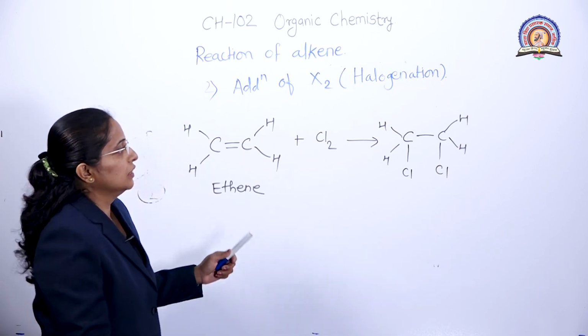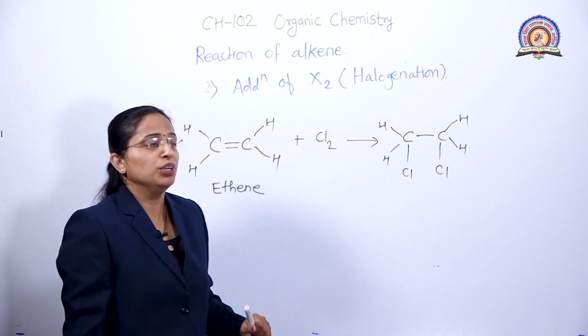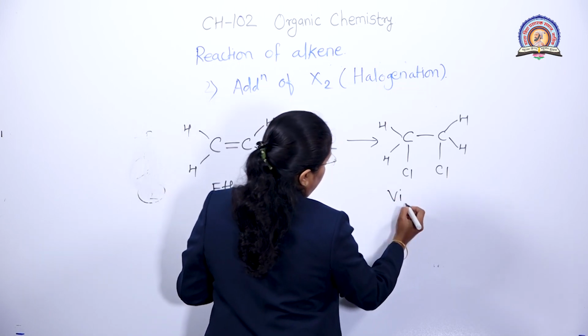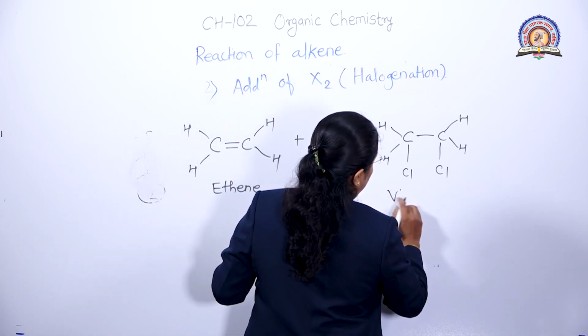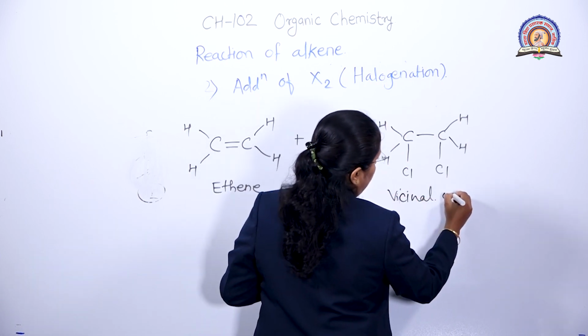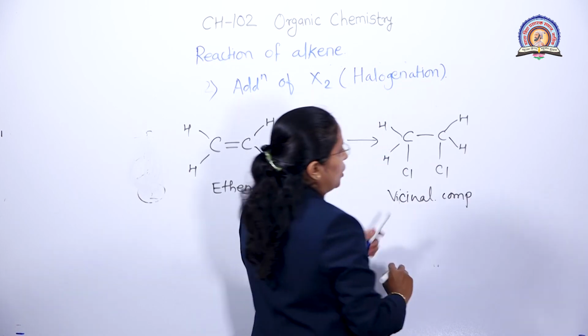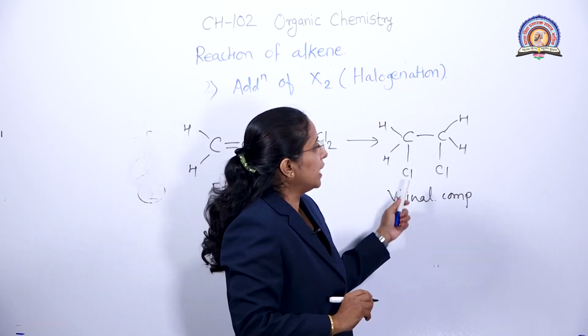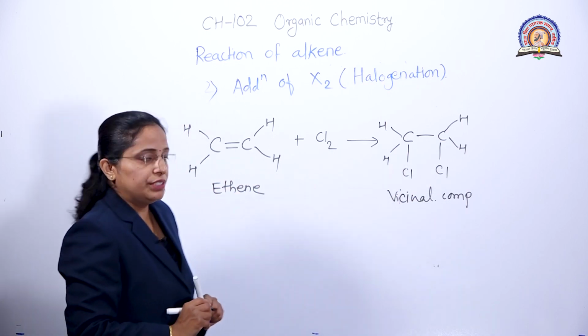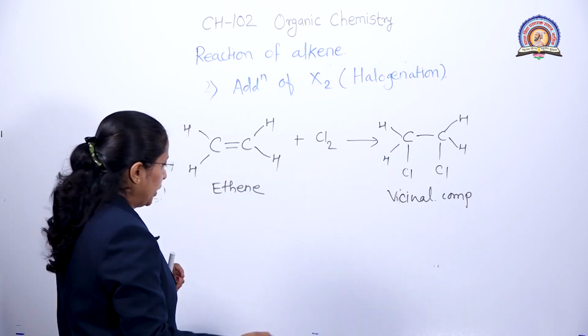We get this dihalogenated compound, and this compound is called a vicinal compound. Two halogens attached adjacent, those compounds are called vicinal compounds. Okay. So we get the vicinal compound. Here we take one more example.